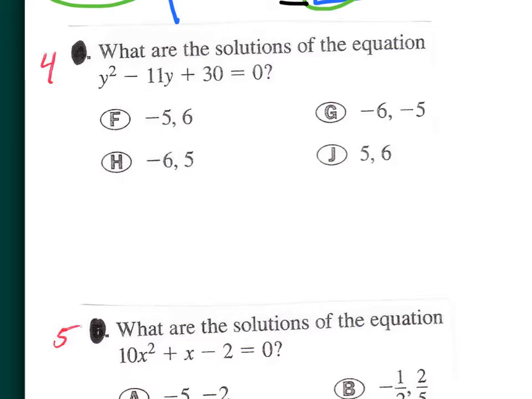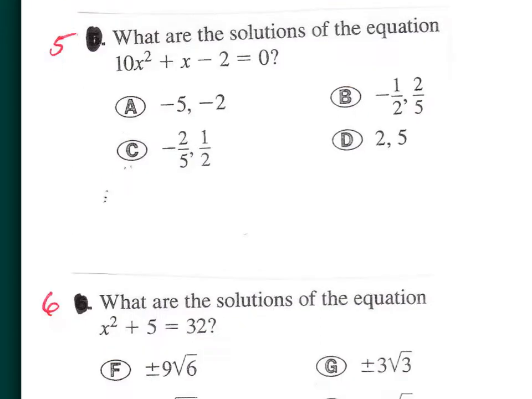All you've got to do is plug in the values and see which ones work out. Just plug and chug. Number 5, similar to the last problem, you want to figure out which set of values is going to satisfy this equation, 10x squared plus 1x minus 2 equals 0. All you've got to do again is plug one number in for x squared, the other number in for x, work it out, and figure out which one works.